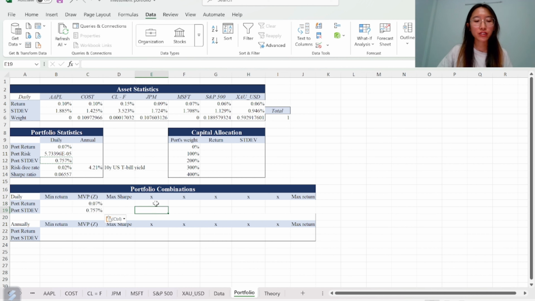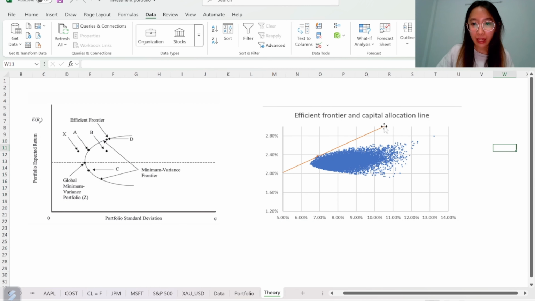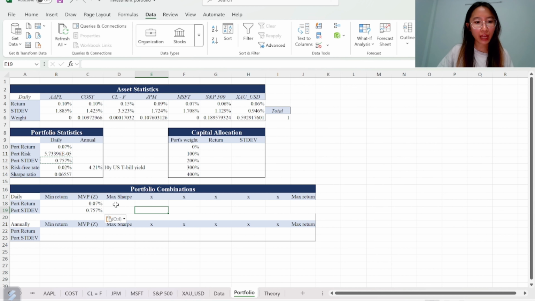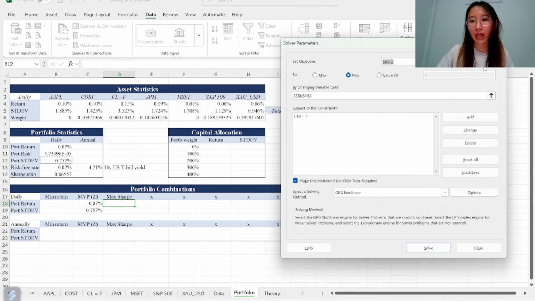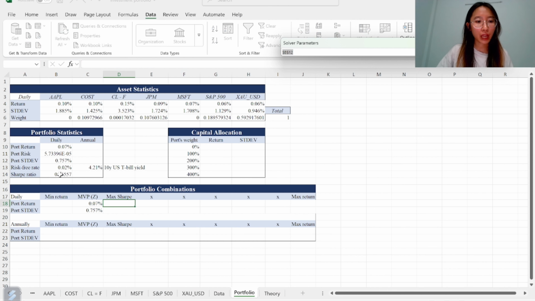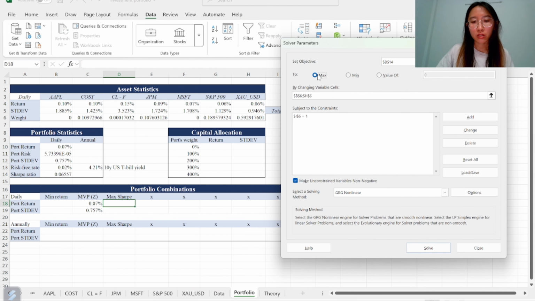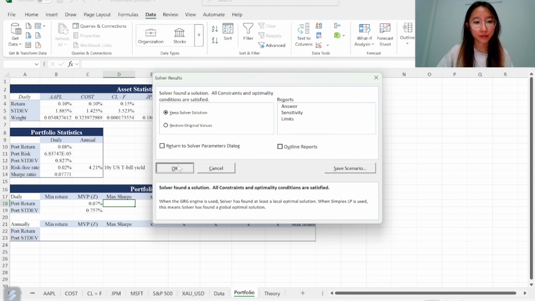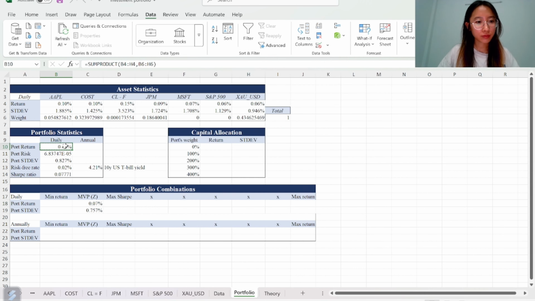The next point on the efficient frontier is our max-Sharpe ratio. You can see that the orange line is tangent with the outer edge of the blue dots, and that is actually our max-Sharpe ratio portfolio, or people would call it the optimal risky portfolio. For that, we will use Solver again, and instead of standard deviation, we will set our max-Sharpe ratio to maximum. Anything else is the same. Let's paste this down.